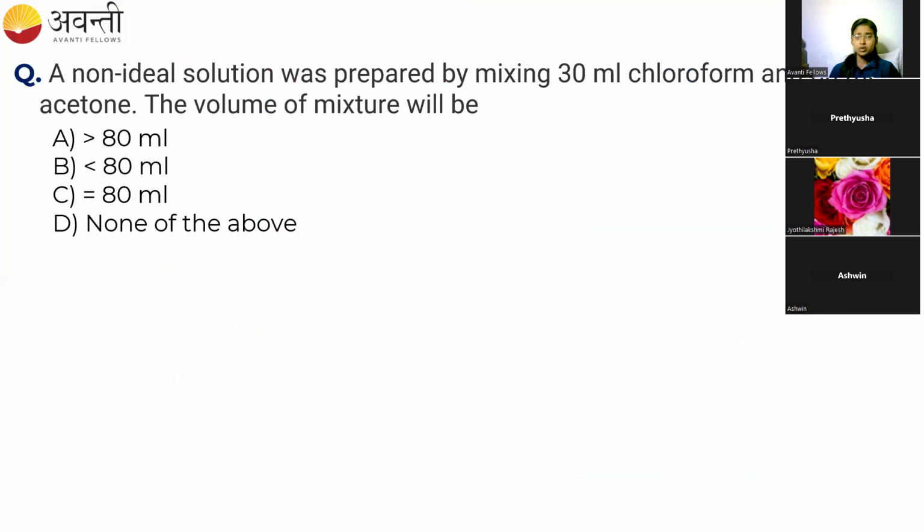A non-ideal solution was prepared by mixing 30 ml chloroform and 50 ml acetone. The volume of the mixture will be? I'll give you 1 minute to solve this question. Try fast and give me the answer in the chat box. Tell me which option is correct, then we will discuss it in the class. Just give a try, all of you.